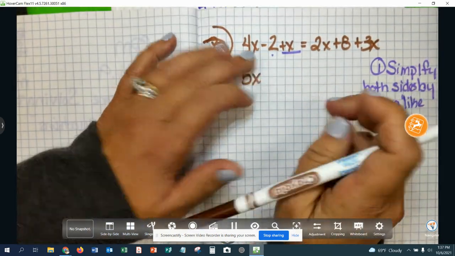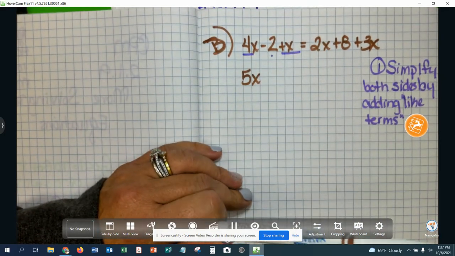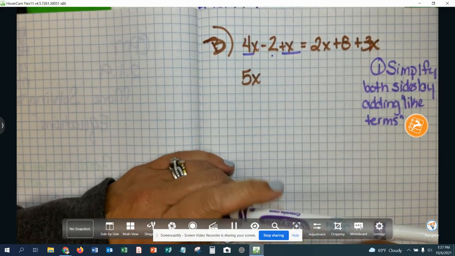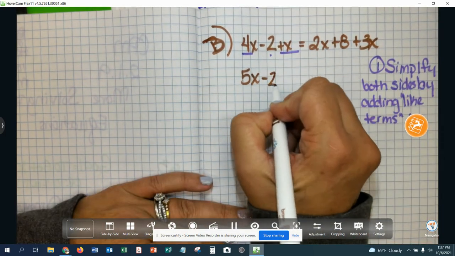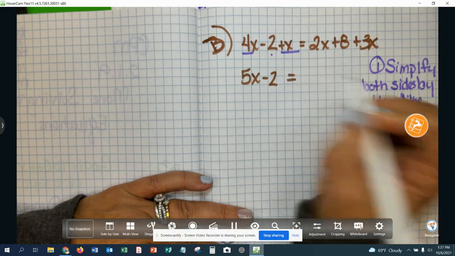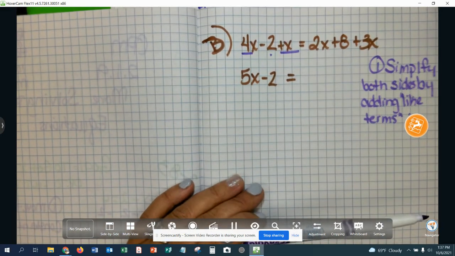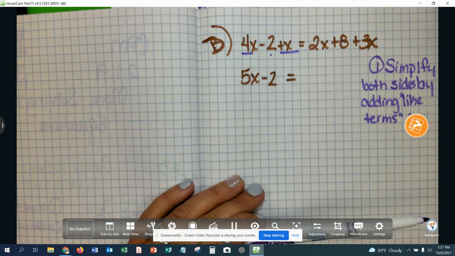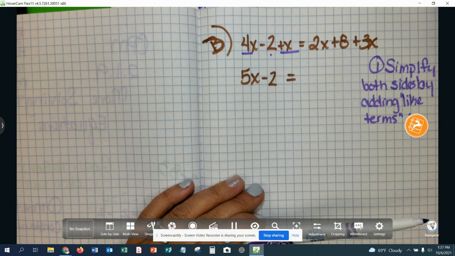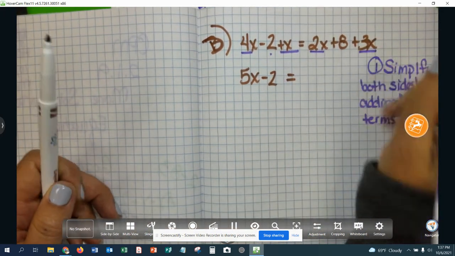What do we do with the negative 2? Do we do anything with the negative 2? No, we do not. We just rewrite it right here because there's no other constant on this side of the equal sign. All right, next. What have we got next? Tell me the like terms on the right-hand side. There you go. What is 2x and 3x? Perfect.